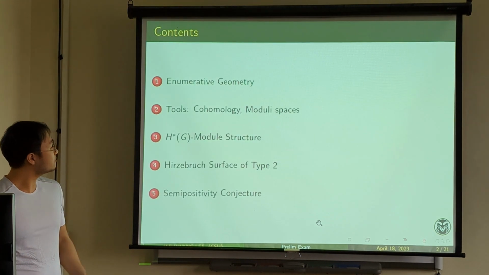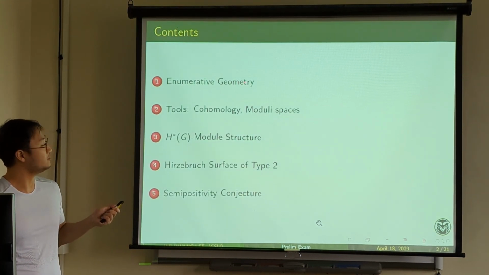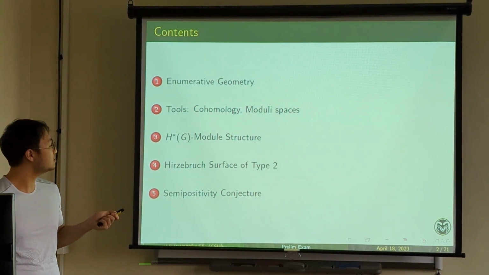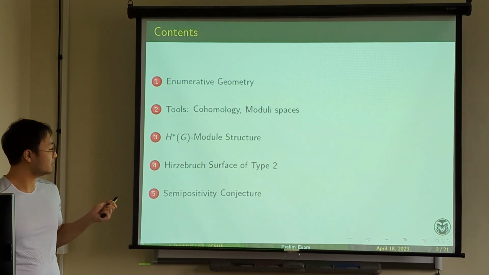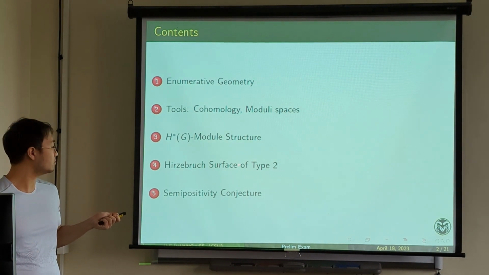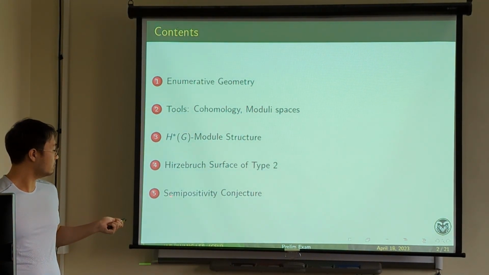I'm going to start by talking about what enumerative geometry is, and then the tools to study enumerative geometry, which are cohomology and moduli spaces. Then I'm going to define a new Quasimap quantum H star G module structure. Then I'm going to give an explicit example of this module structure for the Hirzebruch surface of type 2. And then we'll end with a conjecture.